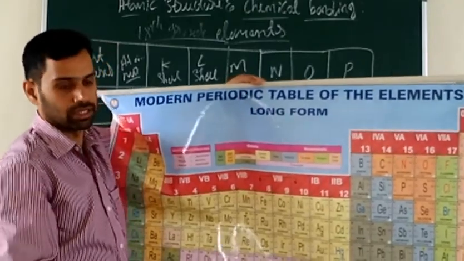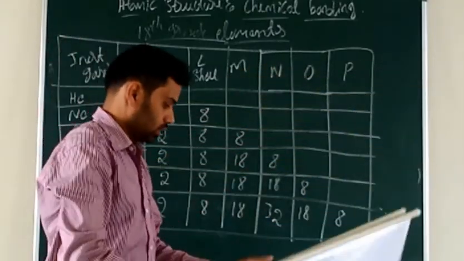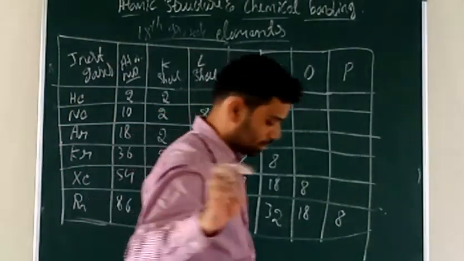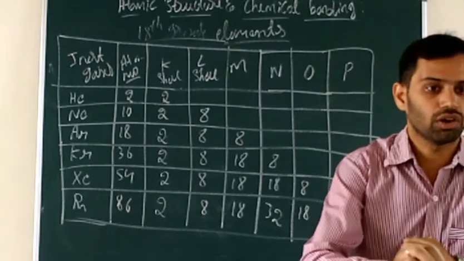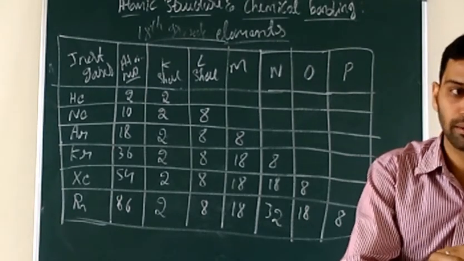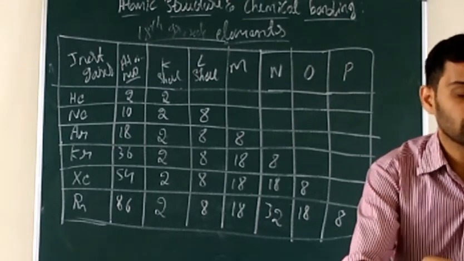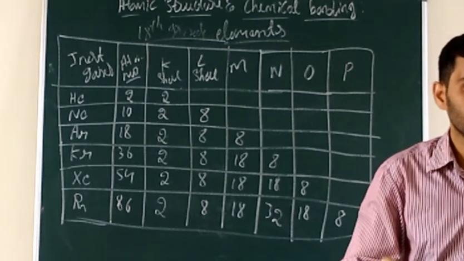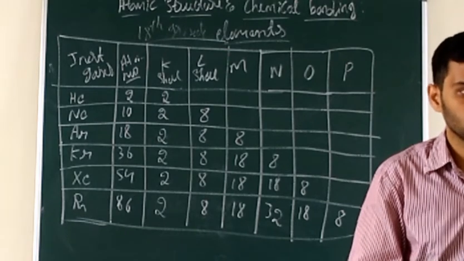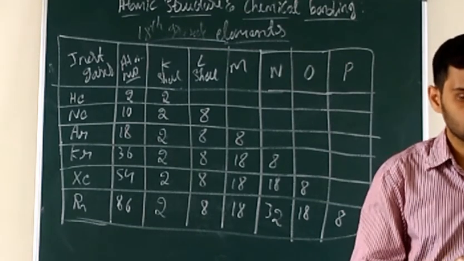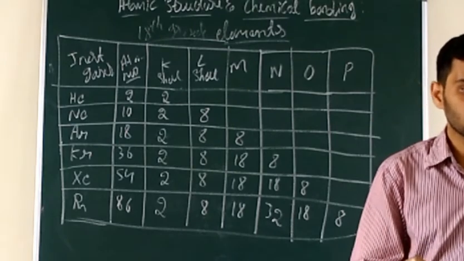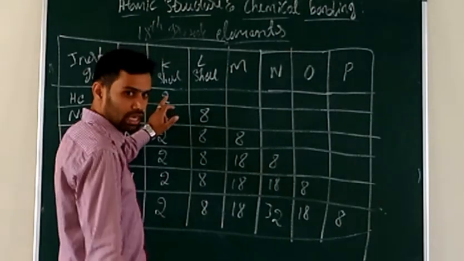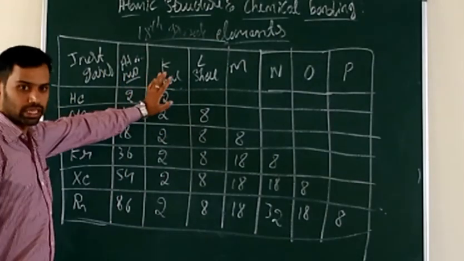Why have I written these 18th group elements on the board? They are not involving in any chemical reaction. With others they will not react, and with themselves also they will not combine to form a molecule. So what is the reason? They have 8 electrons in the outermost shell, except helium. Look at the others; I will tell about helium later.